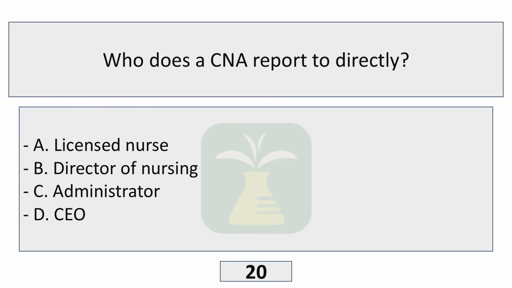Who does a CNA report to directly? A. Licensed nurse. B. Director of nursing. C. Administrator. D. DON. Correct answer. A. Licensed nurse. CNAs follow the nursing chain of command.